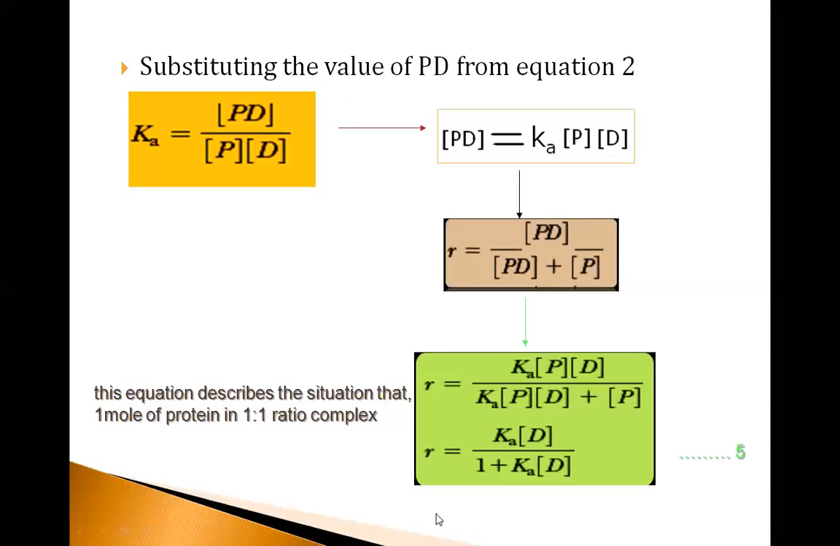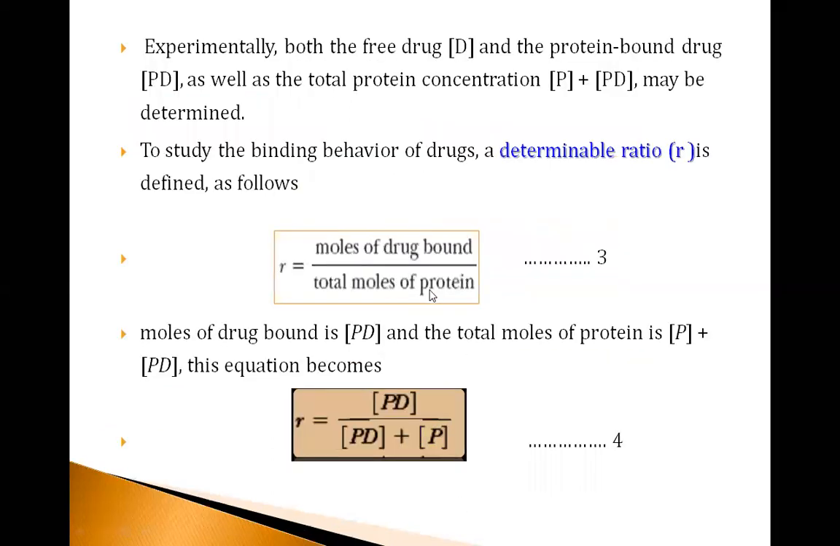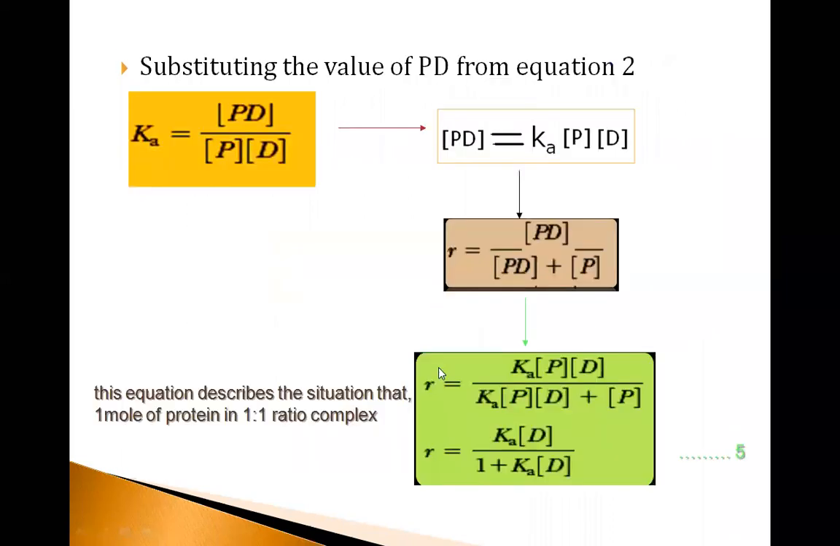So right now we have come to one point where r is nothing but the molar concentration of the drug bound to the protein divided by the total molar concentration of the protein. Based on this, we came out with an equation, fine. Which gives an idea, at least, that the determinant of the ratio of the binding capacity of a drug to a protein depends mainly on the association constant.